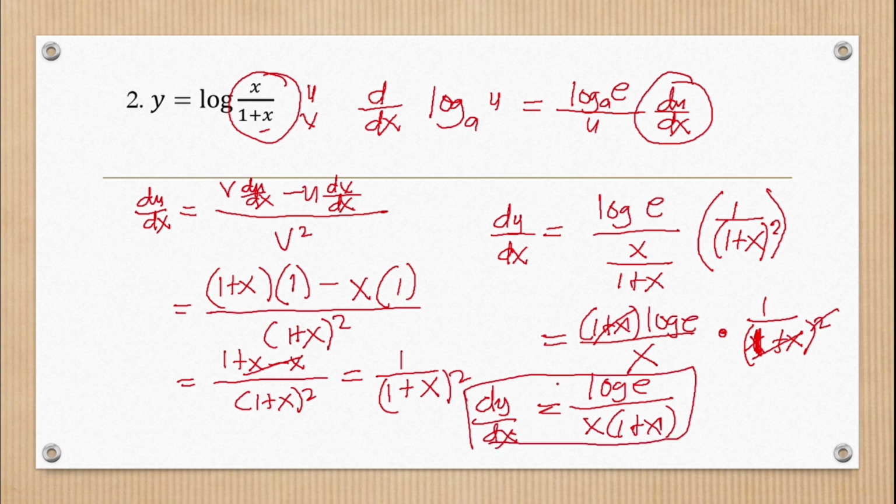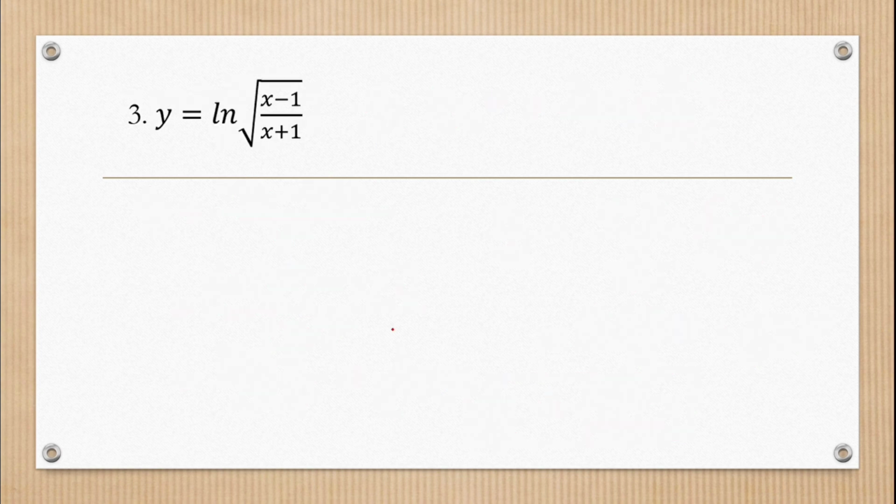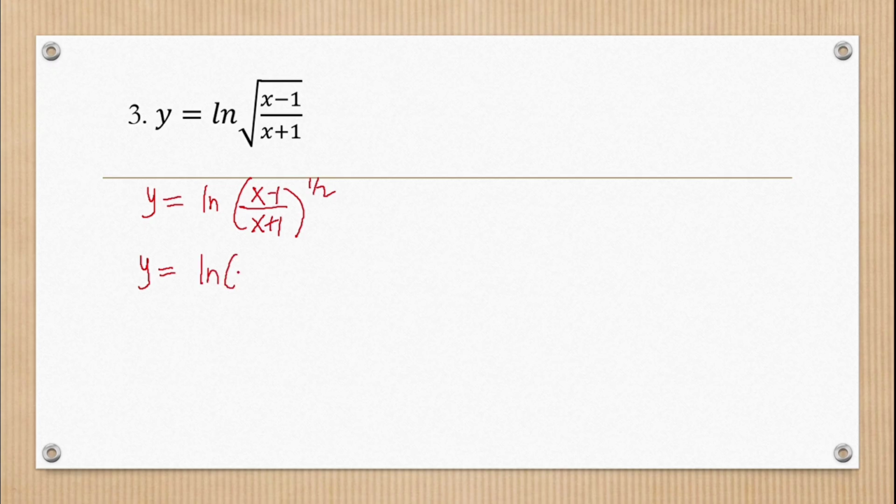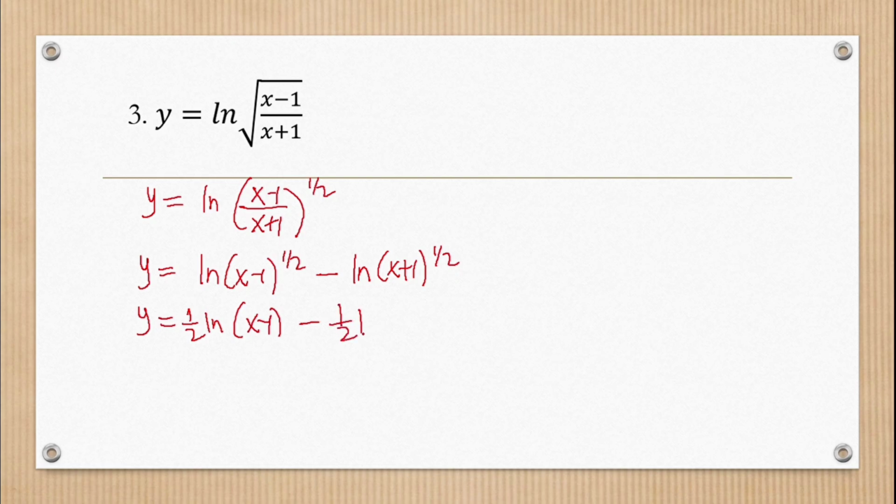Okay, so this is number 2. Okay, let's proceed with number 3. So number 3 is y is equal to ln of the square root of x minus 1 over x plus 1. The first thing that we're going to do is use the properties of logarithmic functions. So y is equal to ln of x minus 1 over x plus 1 raised to 1 half. Next, y is equal to ln of x minus 1 raised to 1 half minus ln of x plus 1 raised to 1 half. Since the exponent, we have 1 half ln of x minus 1 minus 1 half ln of x plus 1.